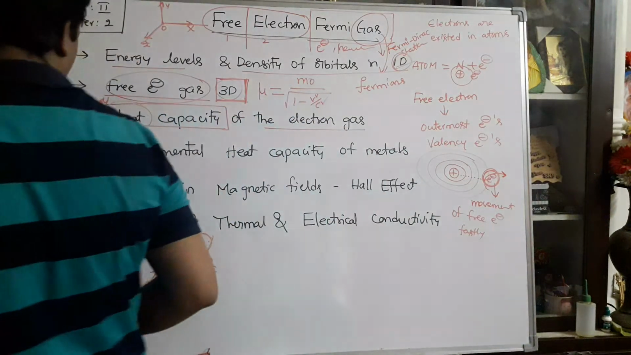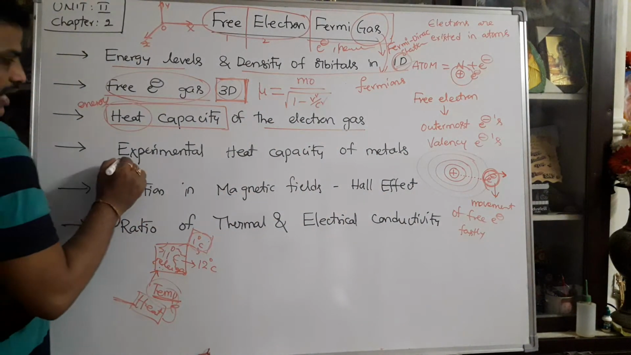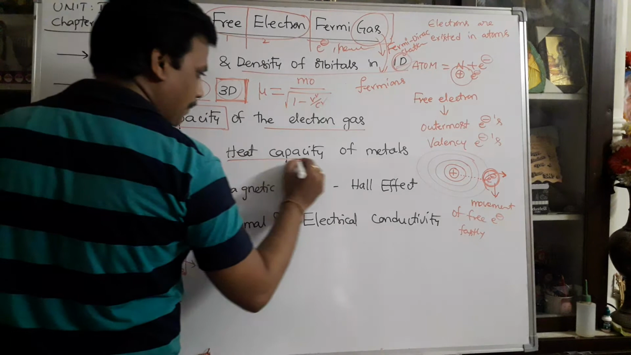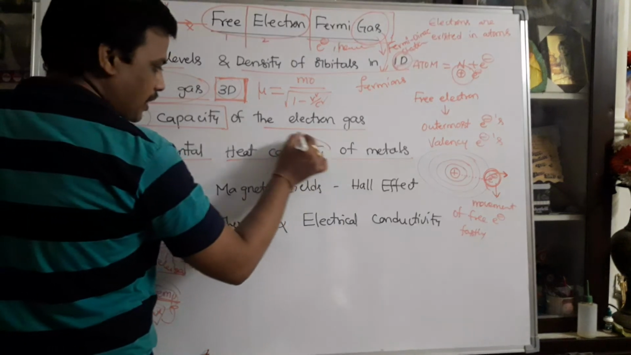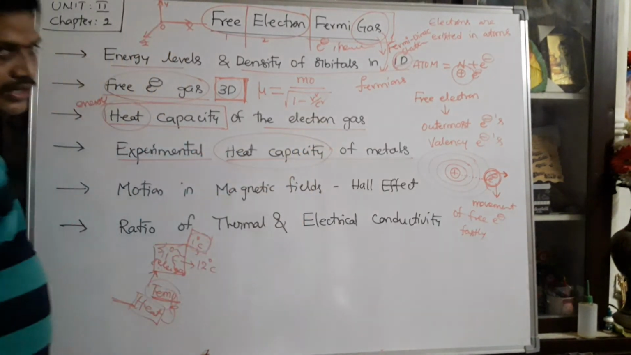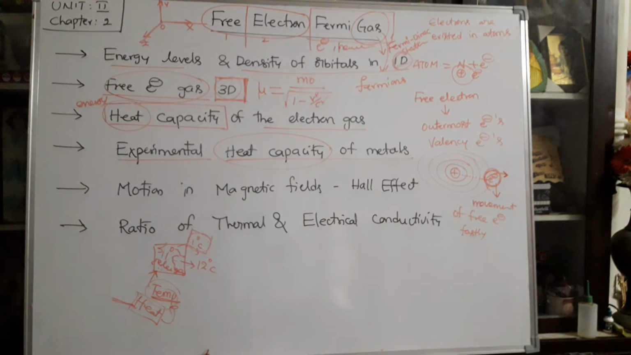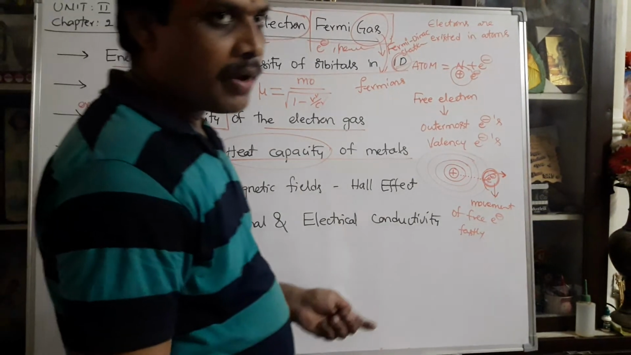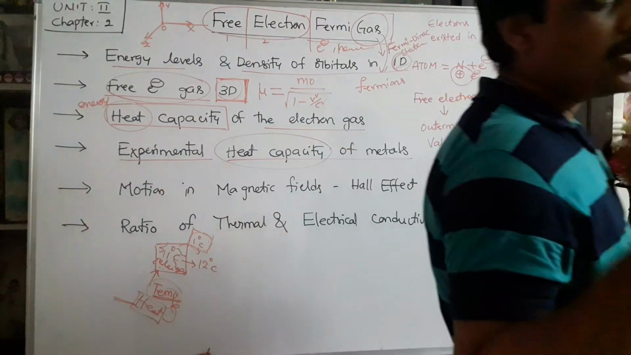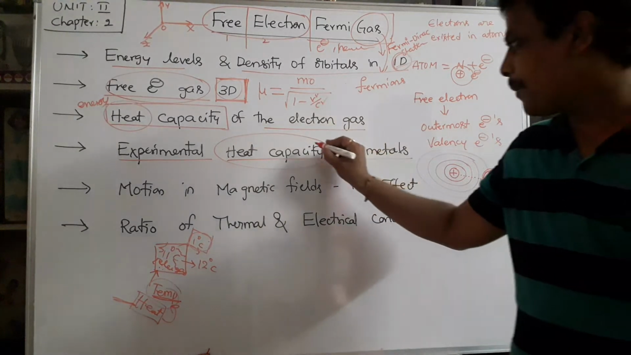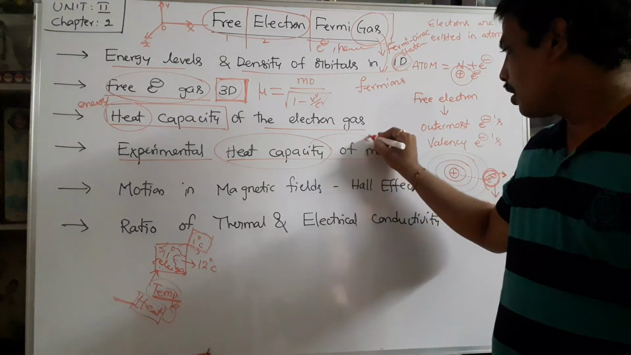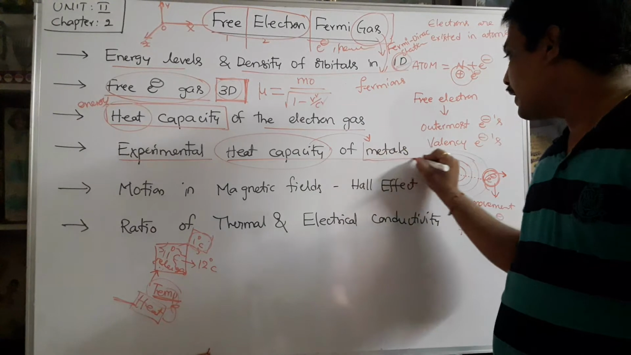After completion of the third topic, the next topic is experimental heat capacity of metals. Heat capacity of metal. So, in that point of view, you can explain the heat capacity. What is heat capacity? The heat energy required to raise the temperature of the body by 1 degree centigrade. That minimum amount of heat required is called heat capacity. This heat capacity is explained under what condition? You can take the metal.